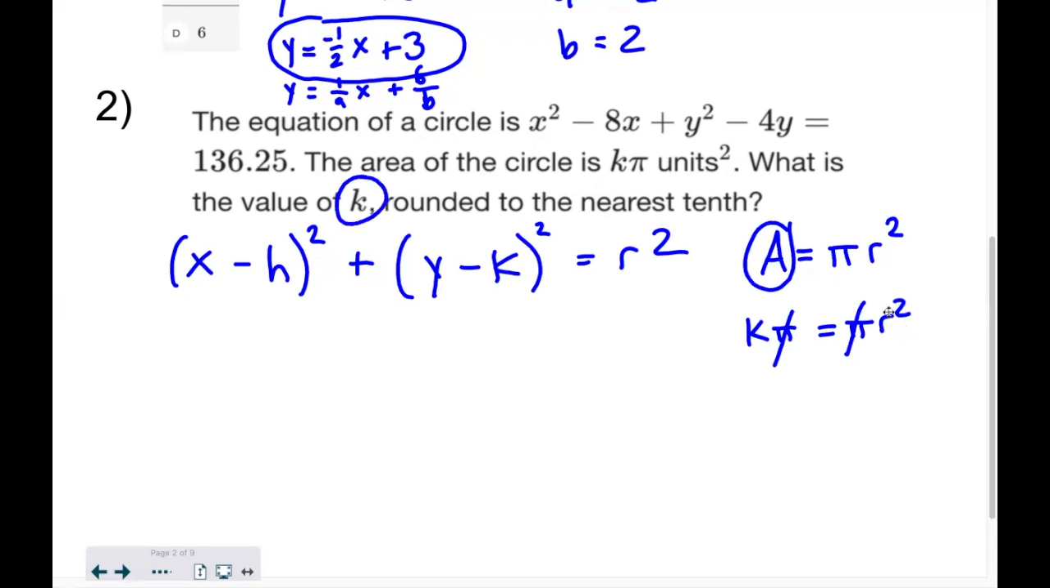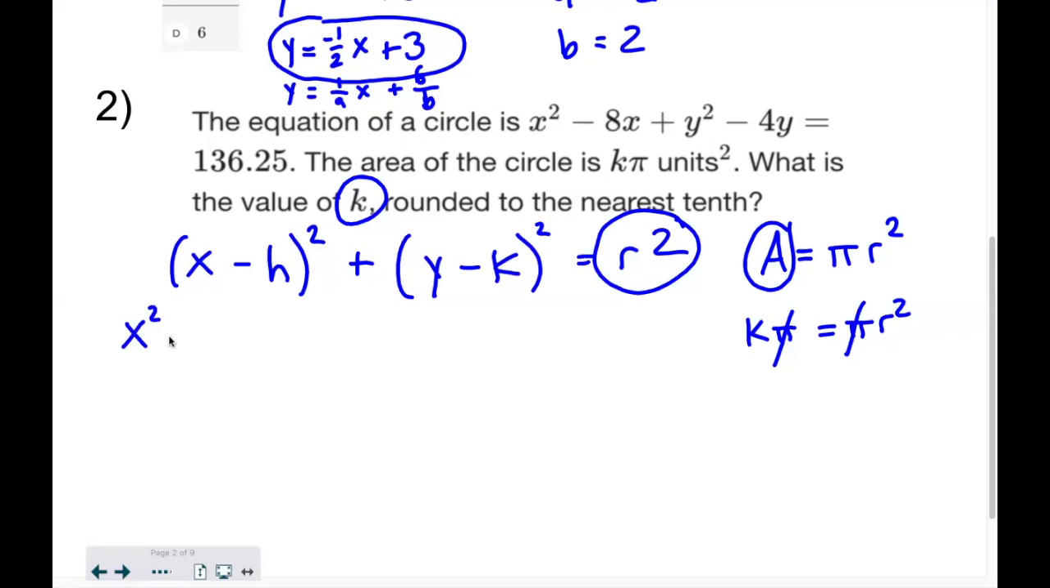So the first realization in this problem is that if we know the formula for the area of a circle, and it's k pi units, then k is just r squared. And r squared is the value that's over here when we get this circle in standard form. So that's the first part of this problem, just recognizing that. So now the question is, how do we get it in that form?